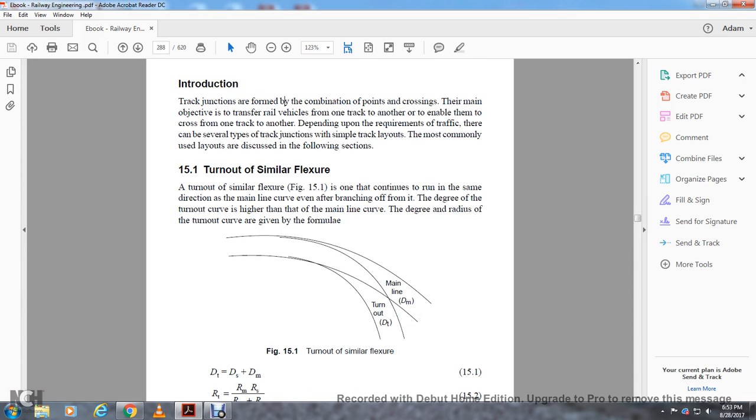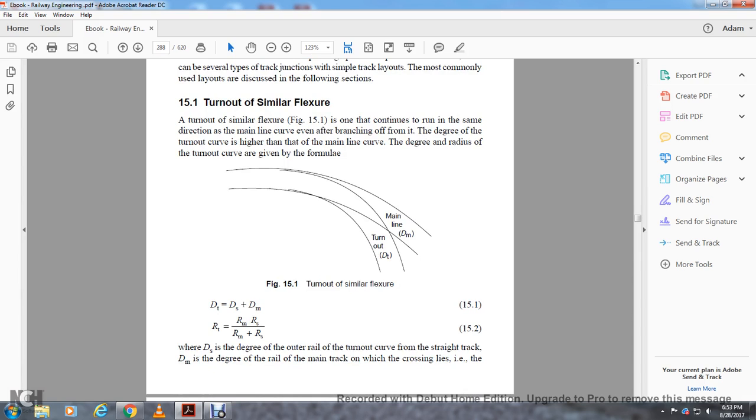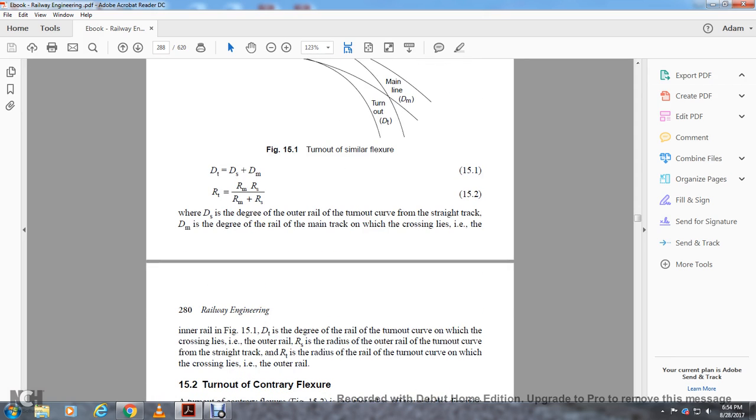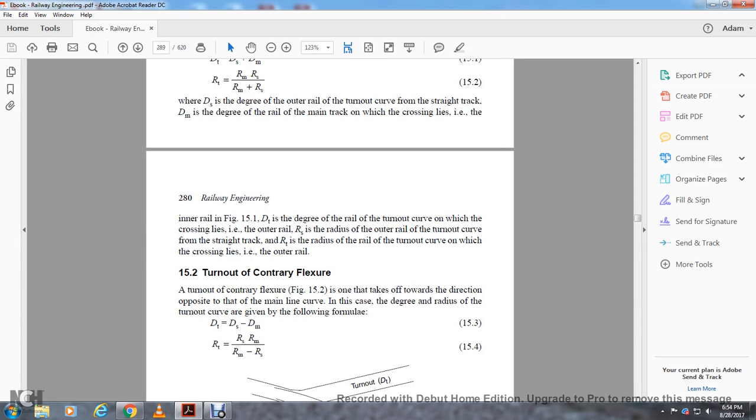Mainline turnout. The turnout is of similar flexure, where Ds is the degree of the outer rail of the turnout curve of the straight track, Dm is the degree of the rail of the main track of the crossing lines, and e is the width of the crossing lines. Rs is the radius of the outer rail of the turnout curve of the straight track, and Rt is the radius of the rail of the turnout curve on which the crossing lines lie.